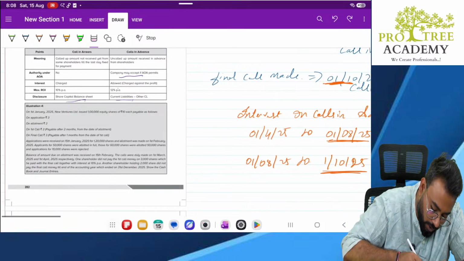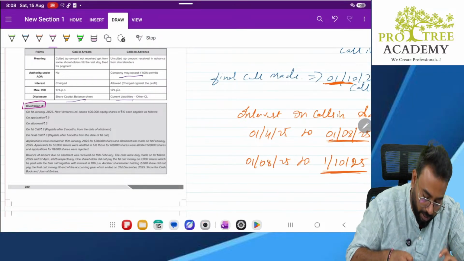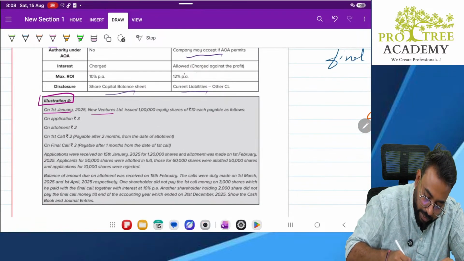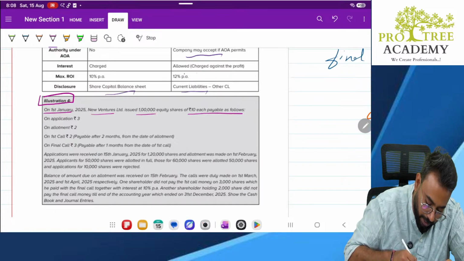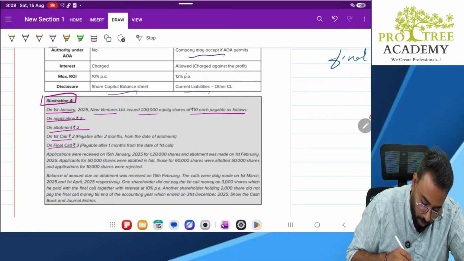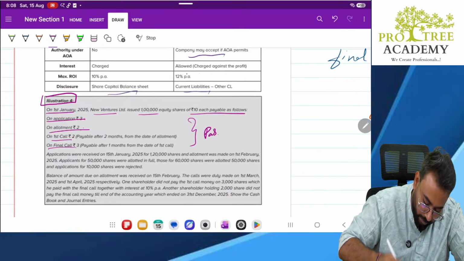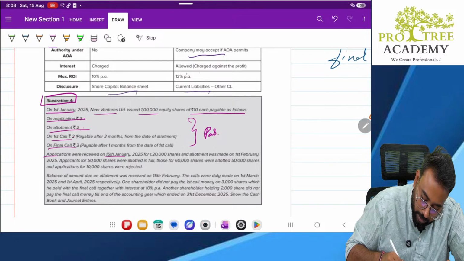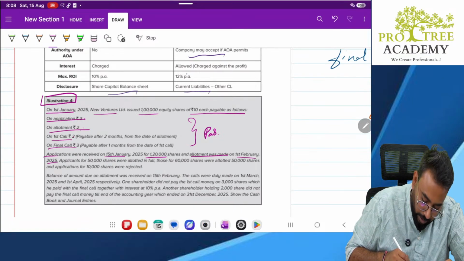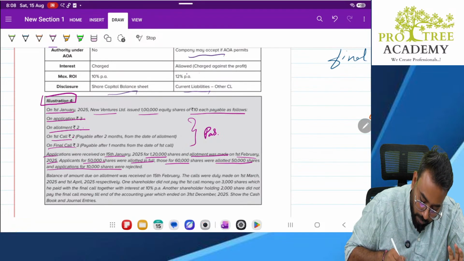Question number 4 is homework. I'll just quickly go through the question. On Jan 2025, New Ventures Limited issued 1 lakh equity shares of 10 payable as follows: 3 on application, 2 on allotment, first call 2, final call 3. 3 plus 2, 5, 5 plus 2, 7, 7 plus 3, 10. It is issued at par. Applications were received on 15 January 2025 for 1.2 lakh shares and allotment was made on 1st February 2025. Applications for 50,000 shares were allotted in full and those for 60,000 shares were allotted only 50,000 shares, and applications for 10,000 were rejected.